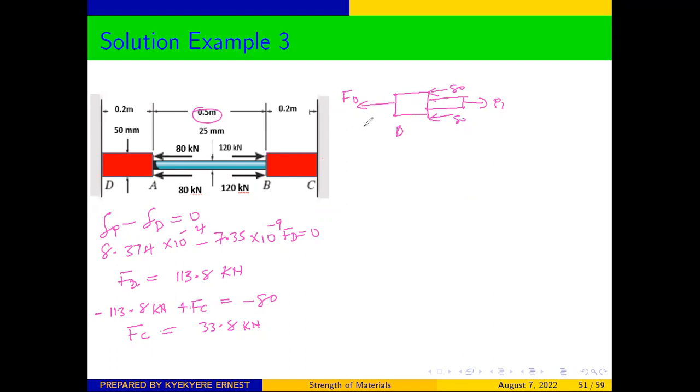So from here, we can say that we know FD as -113, but because of the direction of the force, it's going to be -113.8 minus 80 minus 80 plus P1 will be equal to 0. Then from there, we can get P1 equals 273.8. Once we get that, we put it in our deformation equation, and we can get the deformation. Because we have gotten the force in AB, we can get the deformation in AB.